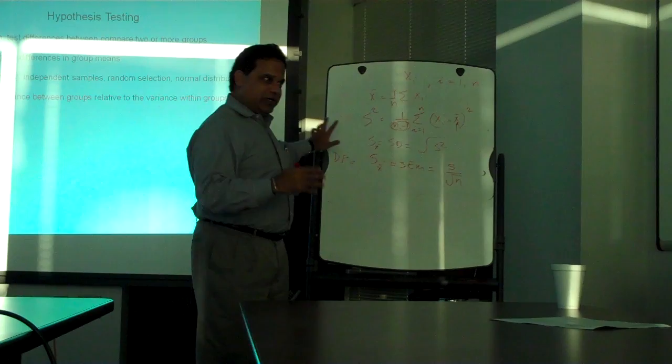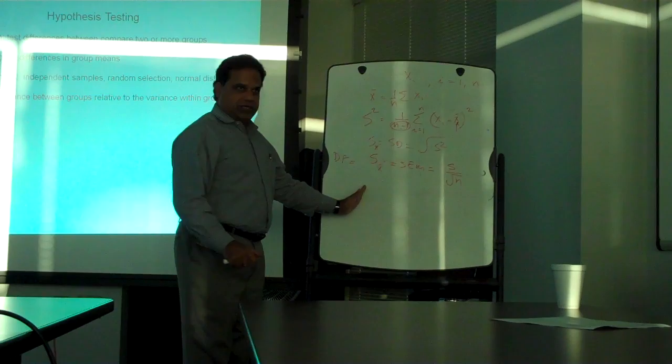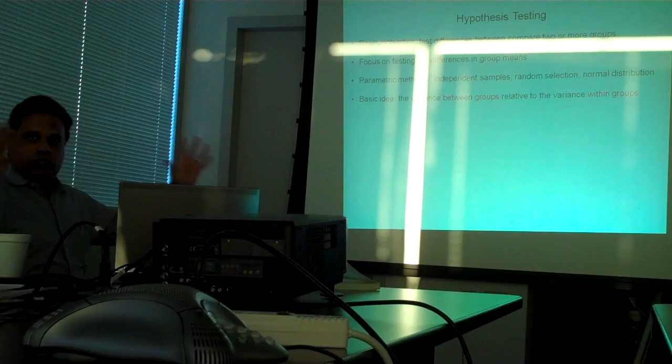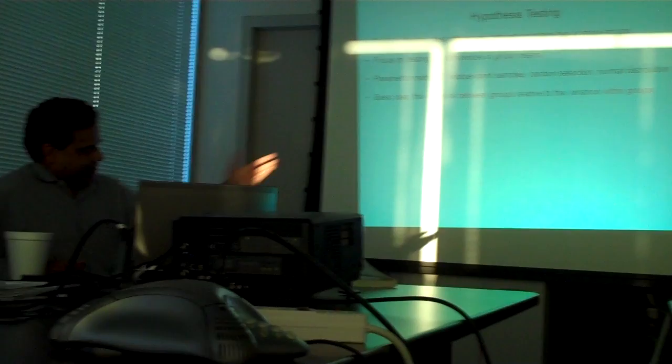Anyway, so this is sort of a general structure. So here, now we're comparing two groups. So the idea is between group variability as defined by S squared. Same thing, S squared as the square root of each other.